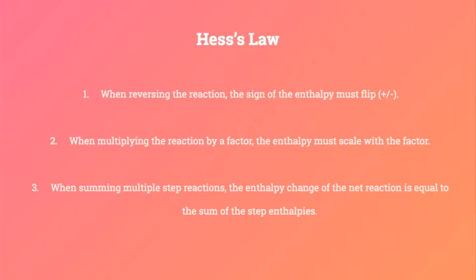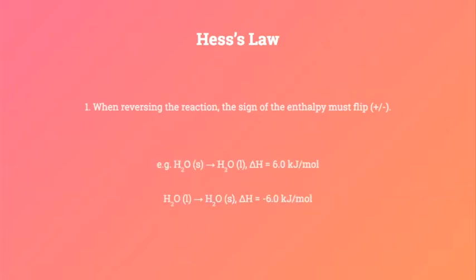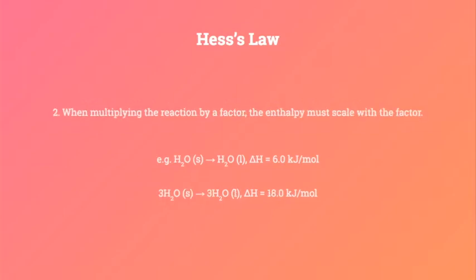The last thing we're going to look at is Hess's law. There are 3 parts to Hess's law, as you see here. When reversing the reaction, the sign of the enthalpy must flip as well, meaning from positive to negative or negative to positive. Looking at the example, the first reaction or process is the melting of ice. As we saw earlier, this was an endothermic reaction, but when we flip the reaction, it becomes exothermic, and thus its enthalpy must change sign. This seems kind of obvious based on what we saw earlier, but for more complicated reactions, flipping the reaction means you have to change the sign.